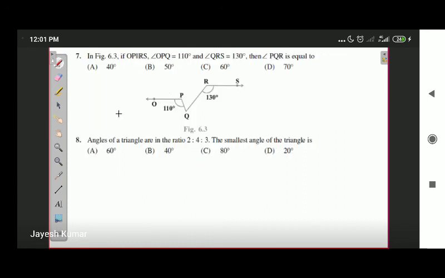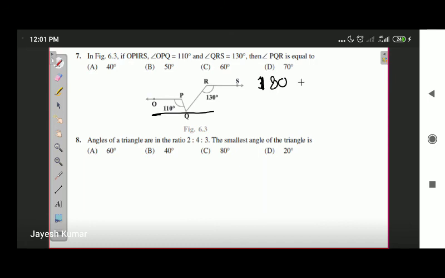Let's see the next question. These are the last pair of questions for today. From tomorrow we are going to start the next chapter, that is chapter number 7. This is question number 7. This is part of your NCERT. You have to determine the value of angle Q.